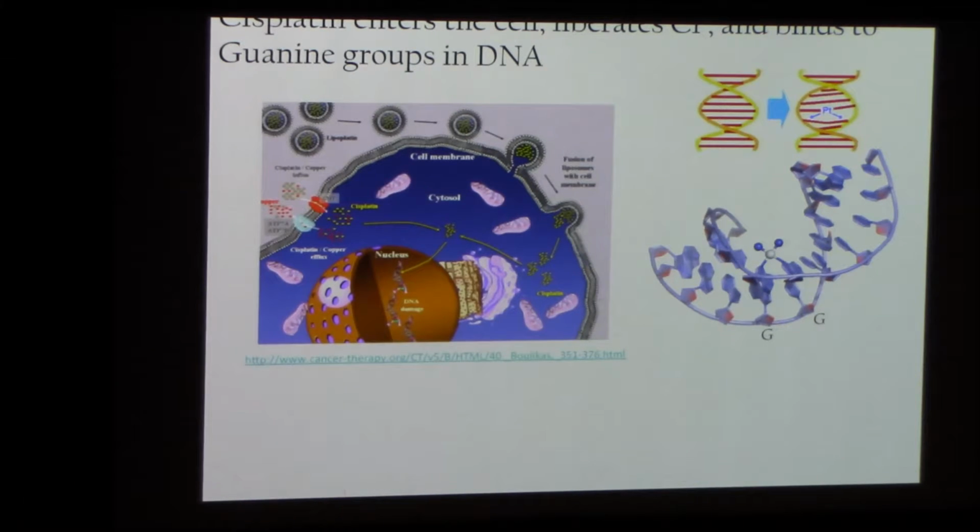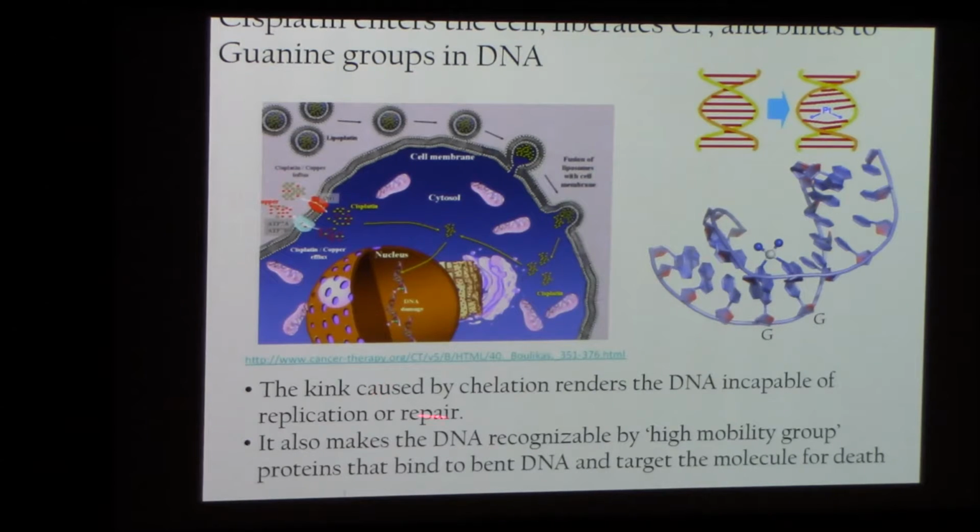So you can get kind of a two-dimensional schematic for how that kinking works. And the kink caused by chelation, chelation being a fancy term for forming a ring by virtue of there being those two bonds that form with the guanine groups, the kink renders the DNA incapable of replication or repair. So in all of your molecular machines feeding DNA through the replication system, it comes across this kink and it's like, oh, something's wrong with this DNA. I'm going to stop replicating it.